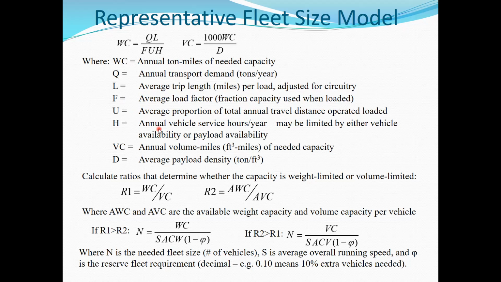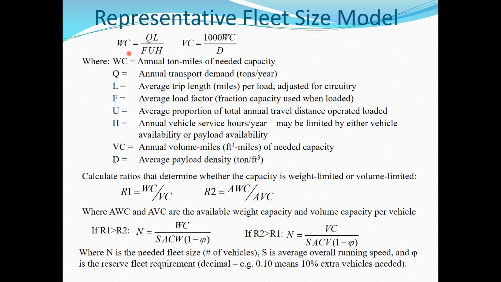L is the trip length in miles per load, adjusted for circuitry. So if the route is not straight, you're looking at the total length of the trip. And H is the annual vehicle service hours per year. So what you do is multiply how much demand you need times the length, and divide by F, U, and H to get how much weight capacity you need.